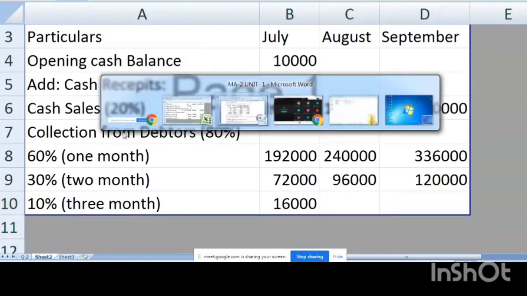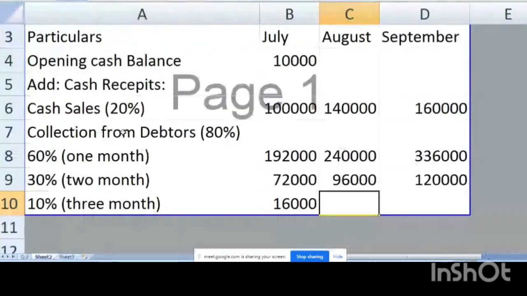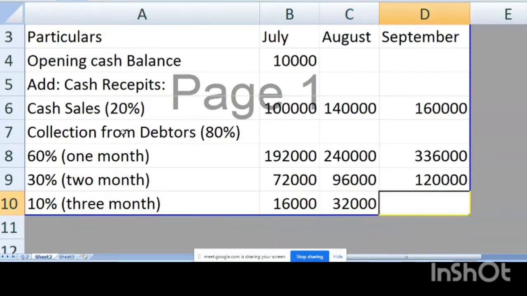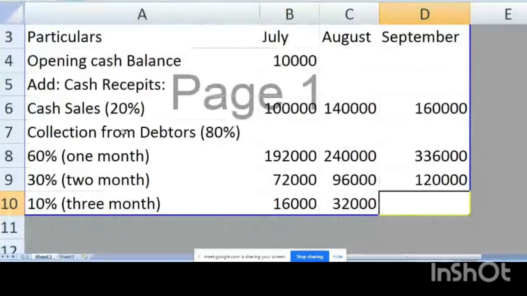In the same way, the next month is 4 lakh. So 4 lakh into 80% into 10%. So it's a 32,000. 32, am I correct? Yes, sir. The next is 5 lakh.